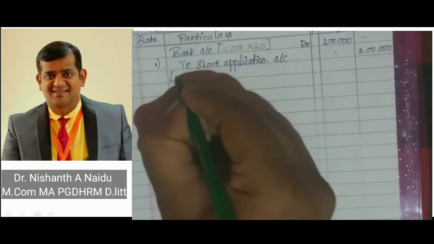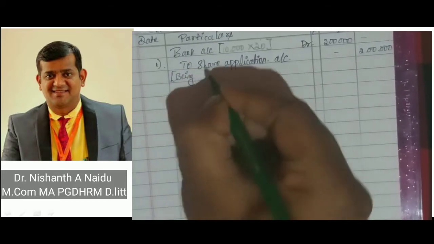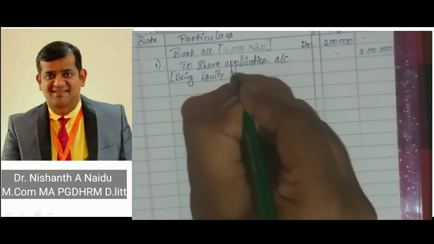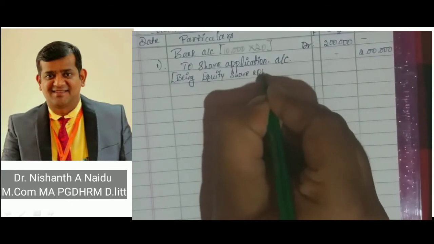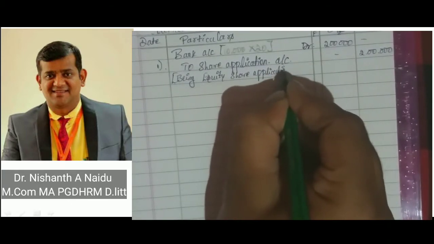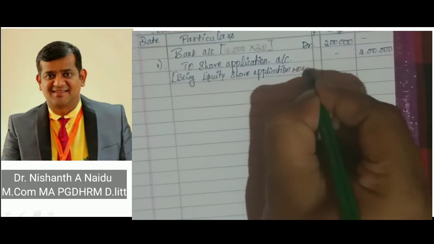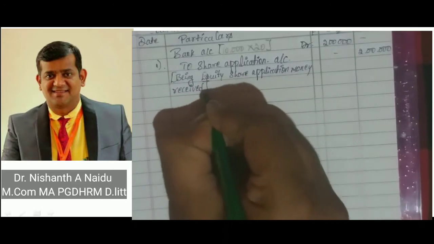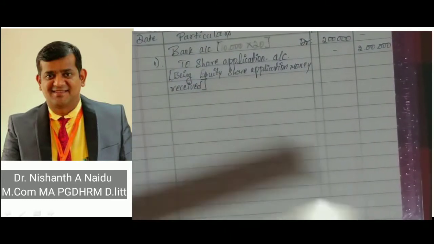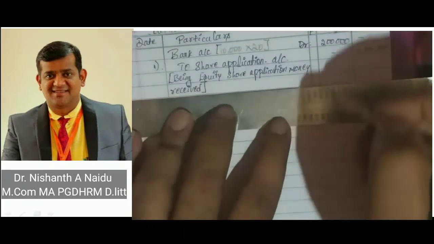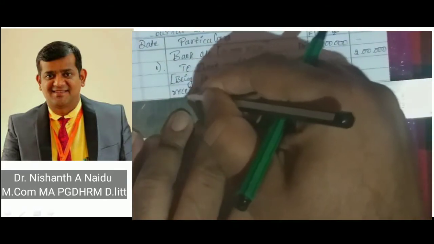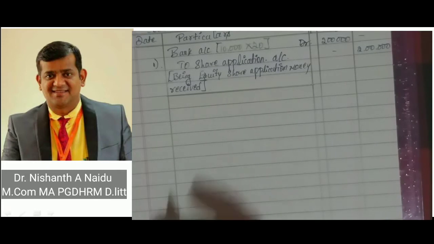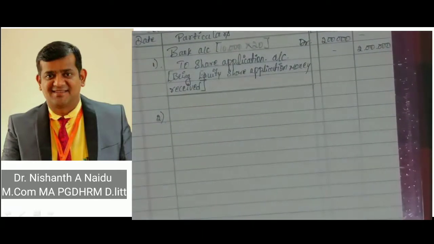Now write down the narration: Being equity share application money received. So this is going to be your narration. After each journal entry, you have to close the table, not the entire table, only the particulars part. So now I am done with the first journal entry. Next I am moving on to the second journal entry.